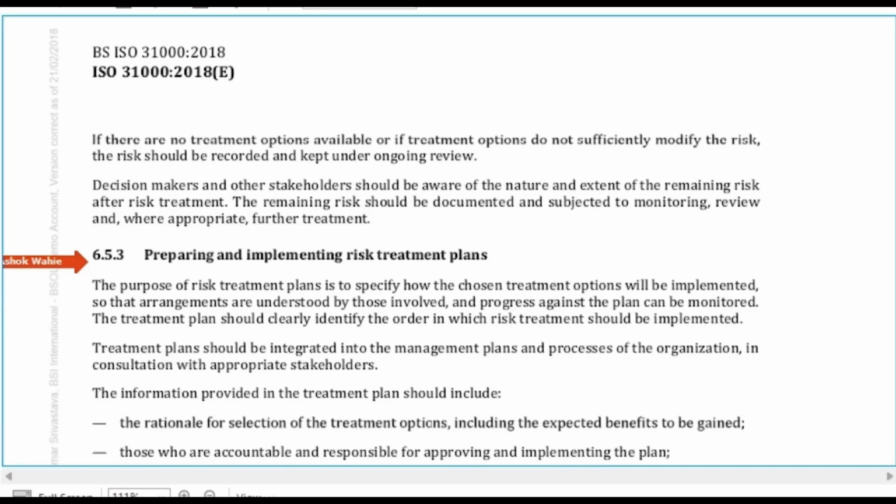So once you have selected your risk treatment options, you will need to create a risk treatment plan. You need to monitor the risk treatment plan to get confidence as to what is the progress against the plan. And this needs to be monitored. So you have to closely monitor implementation of the risk treatment options which you have chosen. That is the purpose of the risk treatment plan.